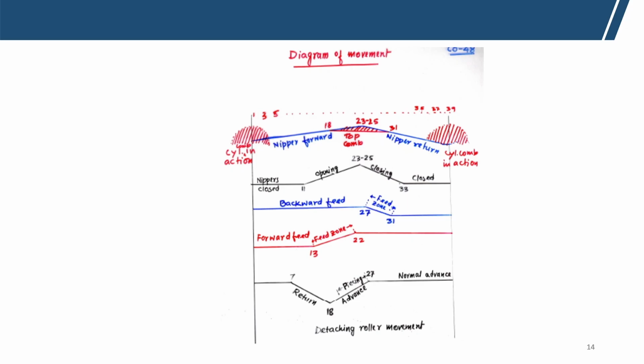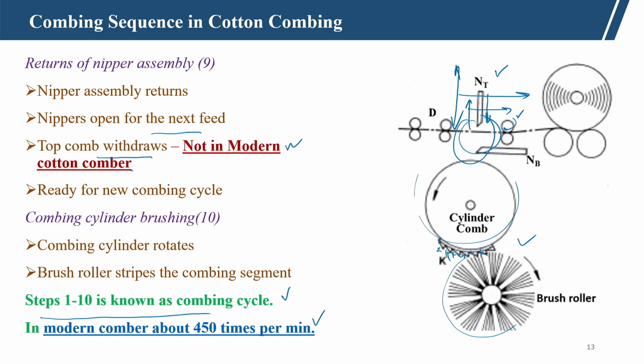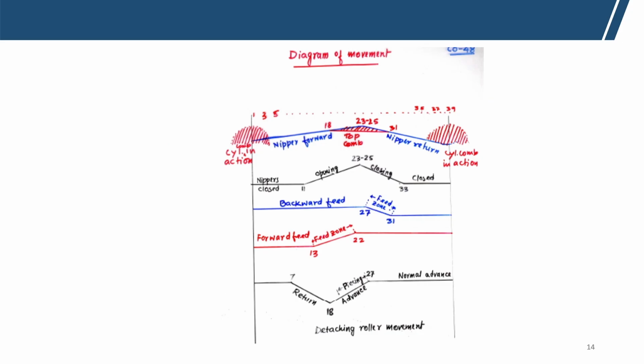Now, if we see the diagram, say all these motions are to be linked. So, starting from the feeding to the detaching, every process has to be linked. Here we can see this is the diagram of movement, and there is an index wheel. Through this diagram we can see how all these motions are interlinked.